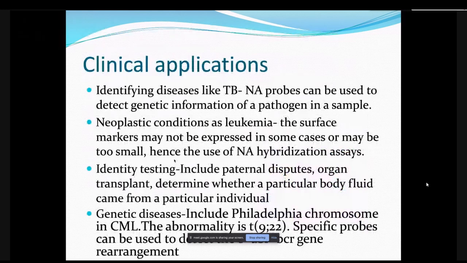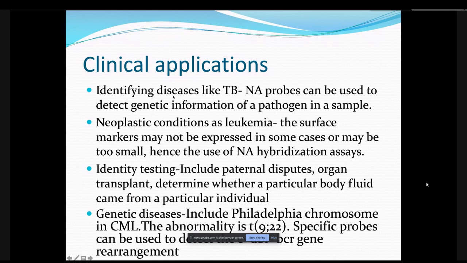But the main clinical applications of this is in discovery of many genetic diseases. One in malignancies, for example, Philadelphia chromosome. This chromosome is whereby there's translocation between chromosome 9 and chromosome number 22 in chronic myeloid leukemia. And in chronic myeloid leukemia, you can test for these abnormalities.